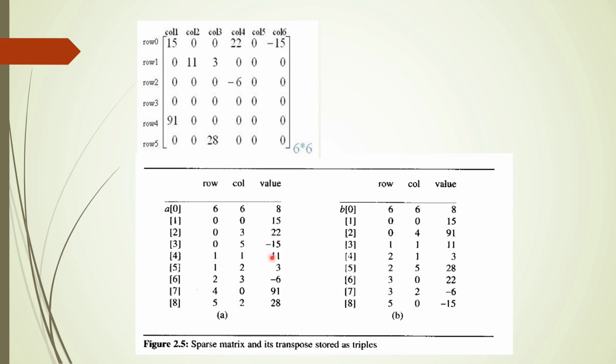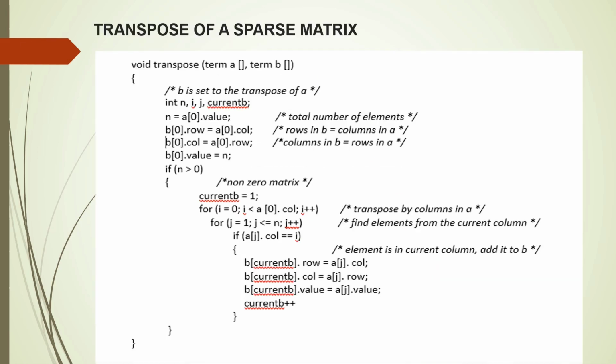Then identify the elements in the first column, elements in the second column, elements in the third column. There is no element in the fourth column, then elements in the fifth column. So then you will get a transpose matrix. Transpose of a sparse matrix.